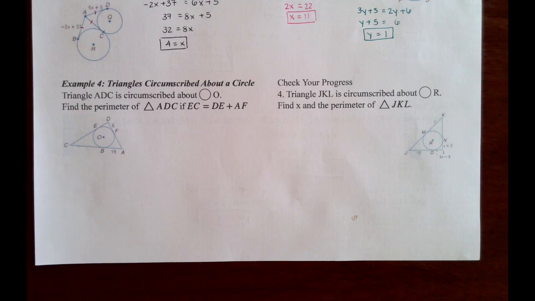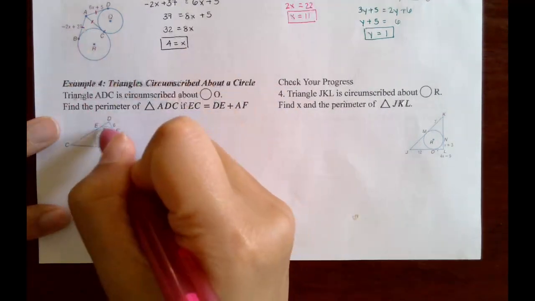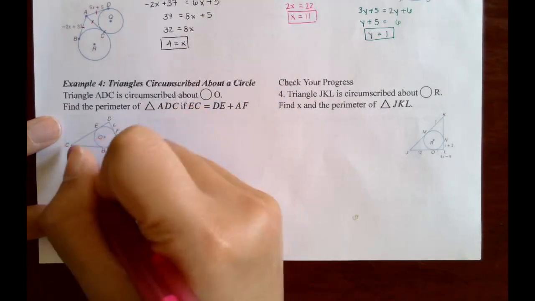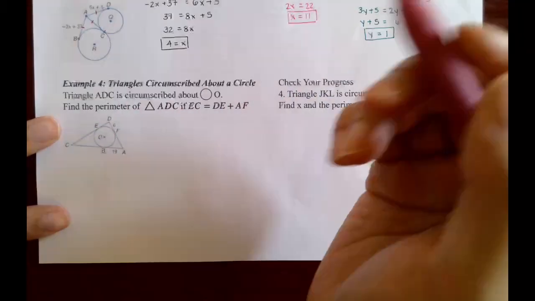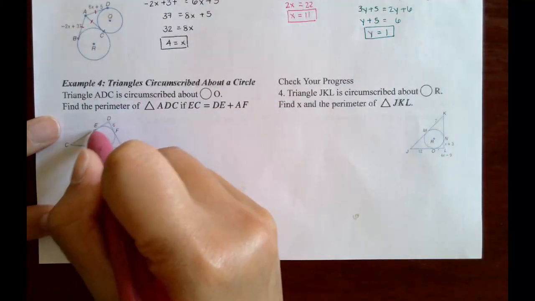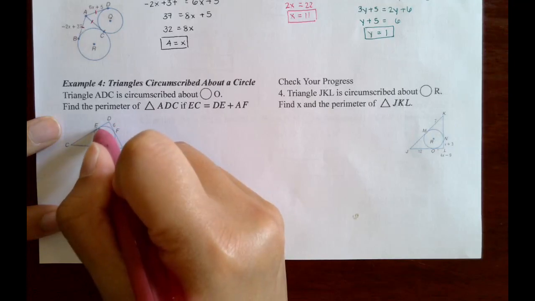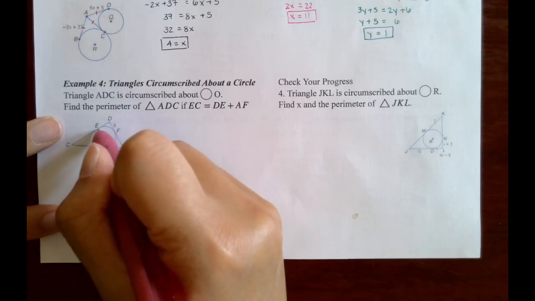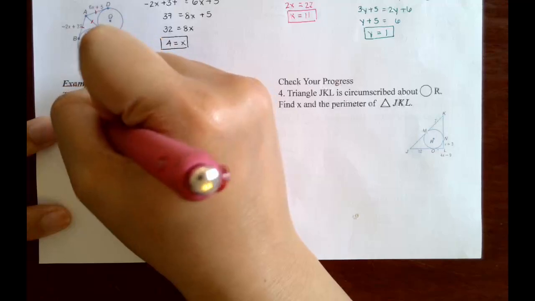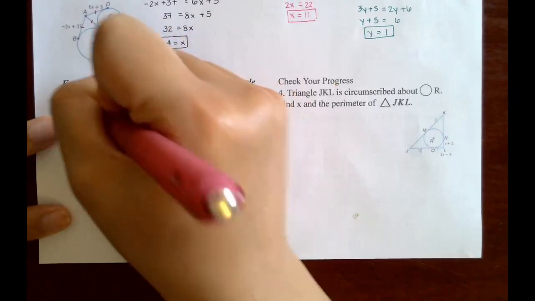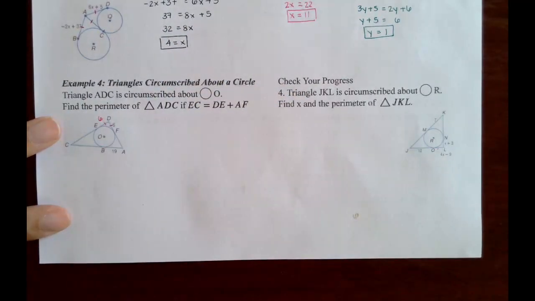We want to find the perimeter of the triangle. One thing we know is that EC is the same as DE plus AF. With this circumscribed triangle, note that these are tangent lines, and here they touch at D, so that means ED and DF are the same. These are congruent, so since this is 6, this is 6 as well.